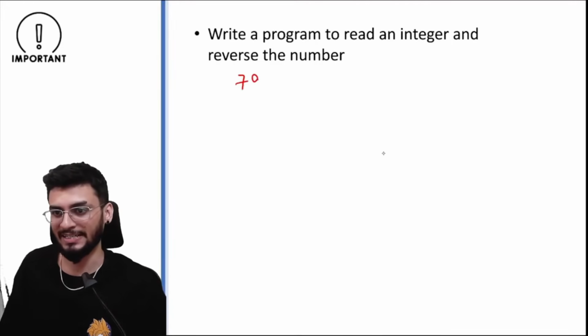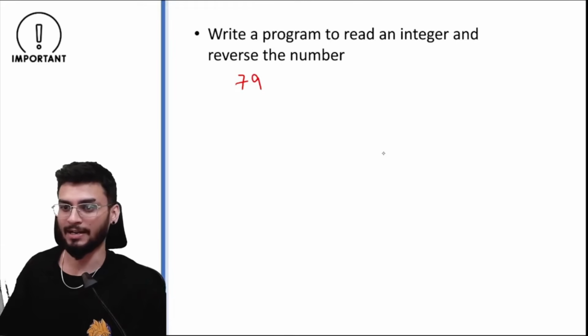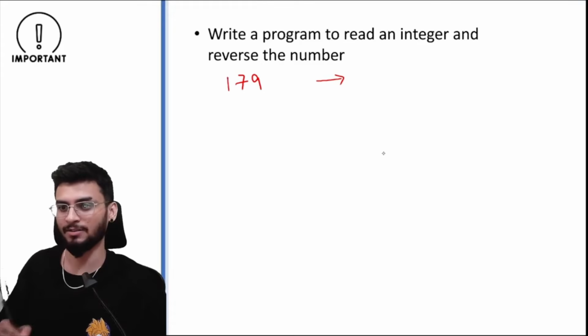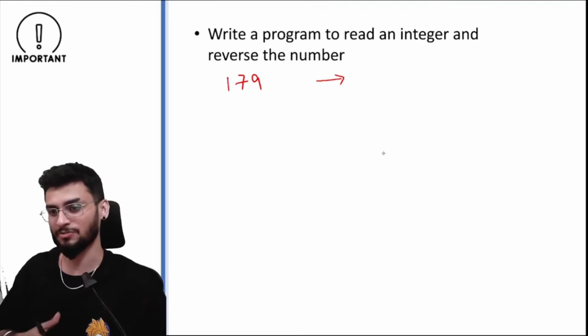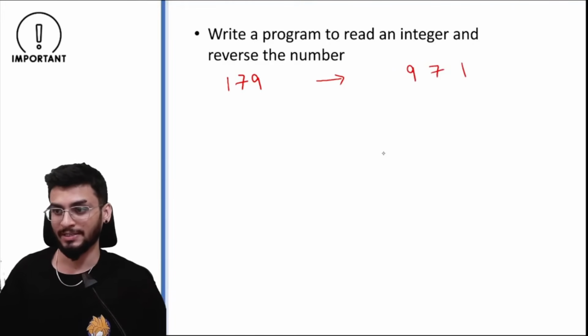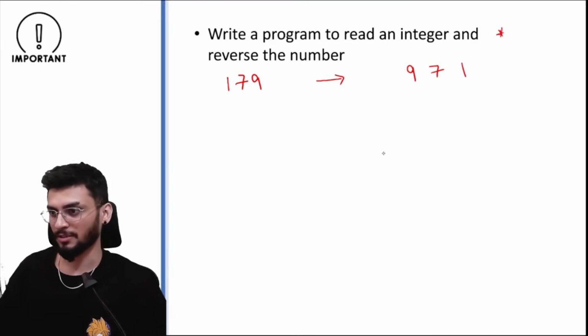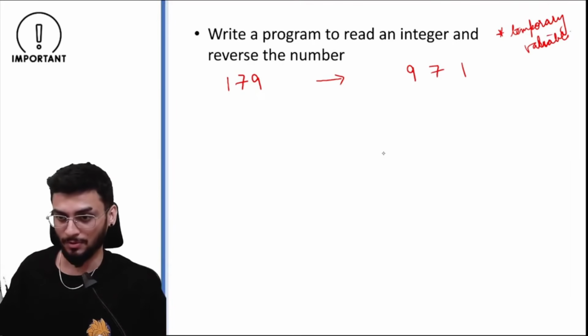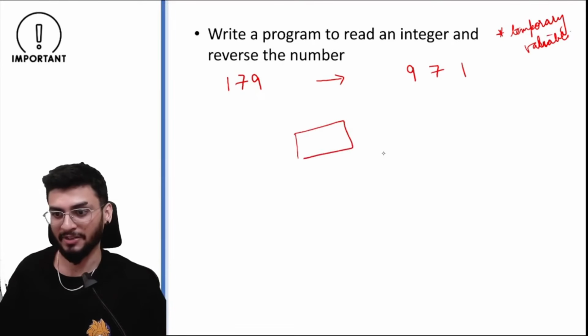If I have a number 179 and I want the output to be the reverse of the number, I want to reverse it into 971. So in this program, we will be using a temporary variable. The reason for using a temporary variable is, let's say this is the temporary variable.